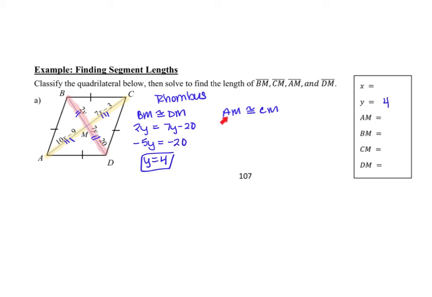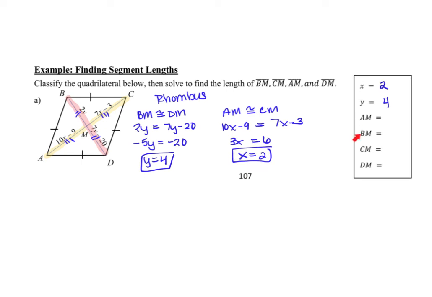Similarly, to find x, we can set AM equal to CM because those parts are congruent. So AM is 10x minus 9, and we set that equal to 7x minus 3. We're going to subtract the 7x over to the left side. That will give me 3x. Then we're going to add the 9 over to the right side, and that's negative 3 plus 9. That's going to give us 6. Then we're going to divide by 3 on each side, and we get an answer of 2 for x.